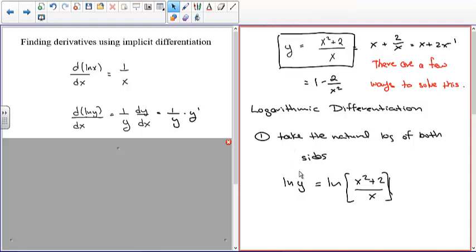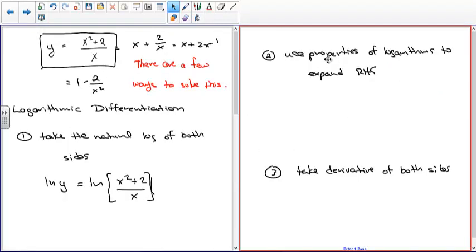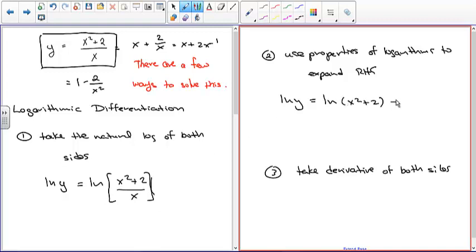Now, before we take the derivative of each side, we're going to use the properties of logarithms to expand the right-hand side. So the left-hand side stays the same. But we can use the properties of logarithms, which says that that can be rewritten as the natural log of x squared plus 2 minus the natural log of x. So what this is doing is it's changing this quotient into a difference, just like a slide rule changes a quotient into a difference.